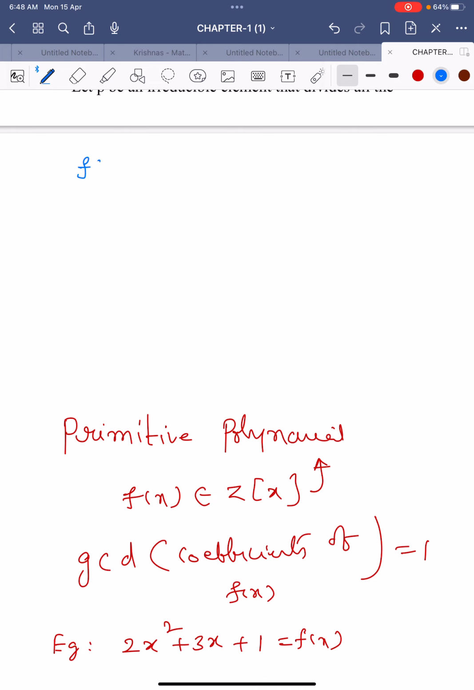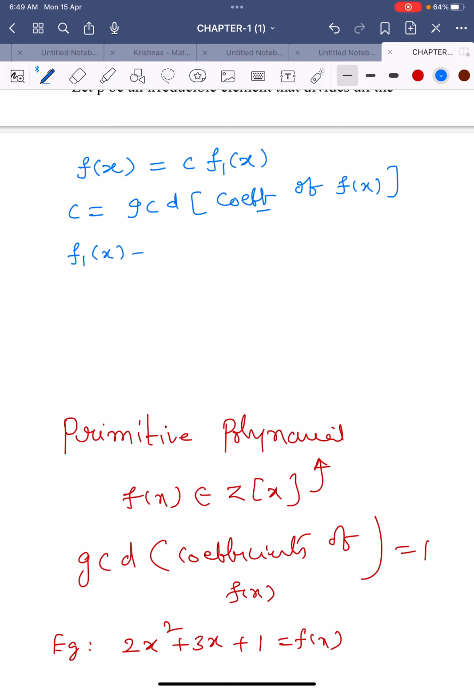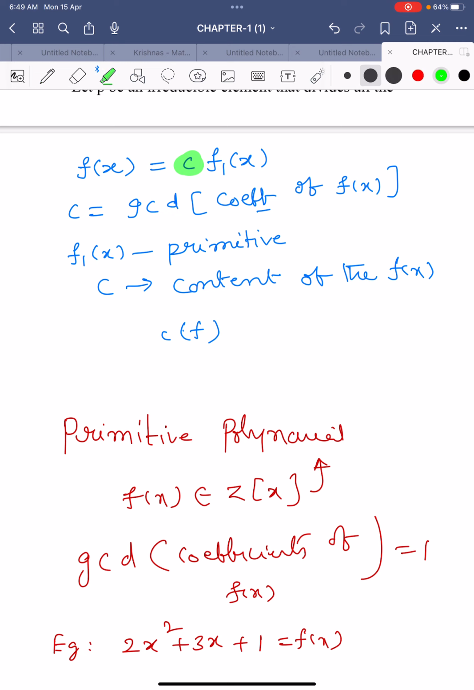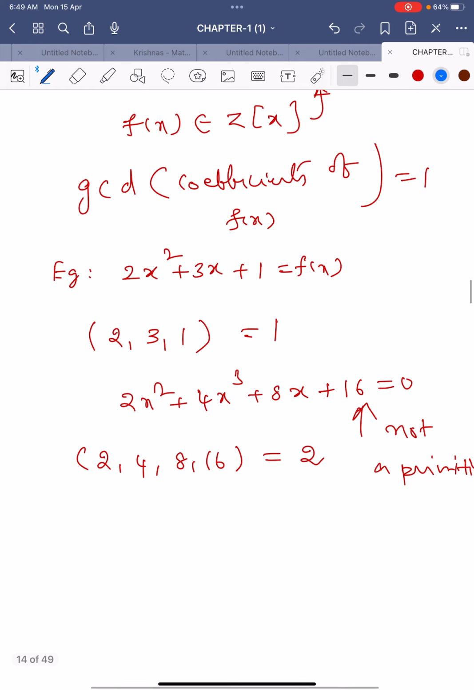Suppose a polynomial f of x can be written like this, c into f1 of x, where c is equal to the GCD of the coefficients of the polynomial f of x, and f1 of x is a primitive polynomial. Then we say that this constant c is called the content of the polynomial f of x, and it is simply denoted by c of f. Instead of c, if you write d, then it is very simple. C of f is equal to d. That's it. So we understand this by using this example.